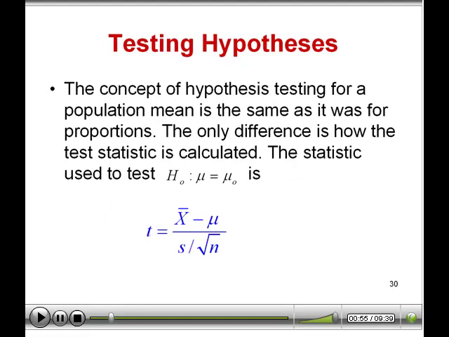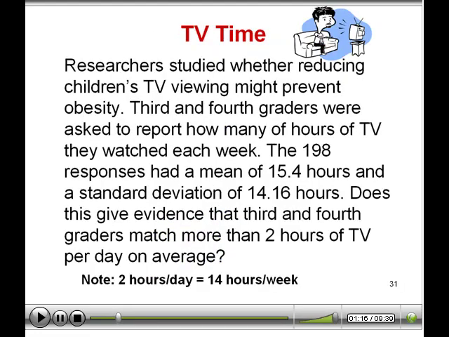The big idea behind significance testing for population means is exactly as it was for proportions. The only difference is how we calculate the test statistic. This time it's the familiar t-statistic, whose formula is shown on the screen. So let's be brave and jump right into an example.